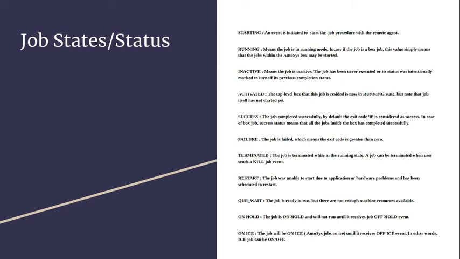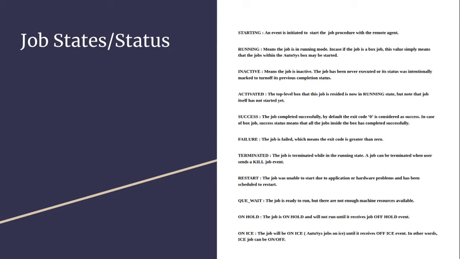The job is terminated while in the running state. A job can be terminated when the user sends a kill job event. So you can kill a job manually by selecting its terminate state and then clicking on go. In the next video or another day, I will show you the GUI of Autosys. The next state is restart state. The job was unable to start due to an application or hardware problem, and has been scheduled to restart.